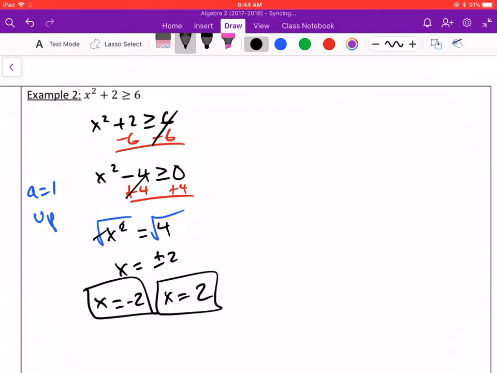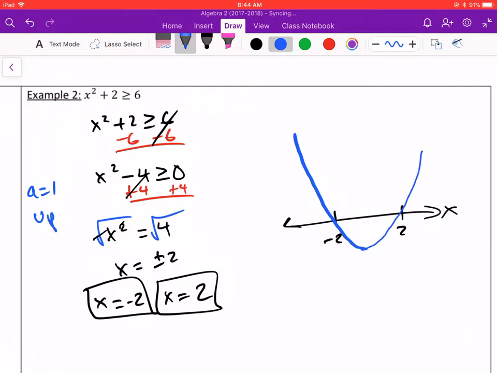Now that I got my solutions, and I know it opens up, I kind of picture out the graph. So I'm going to draw here's my x line. I know it's going to cross at -2 and 2. So just a rough sketch of what this graph would look like. We know it opens up because a is positive. And we know it crosses at -2 and 2.